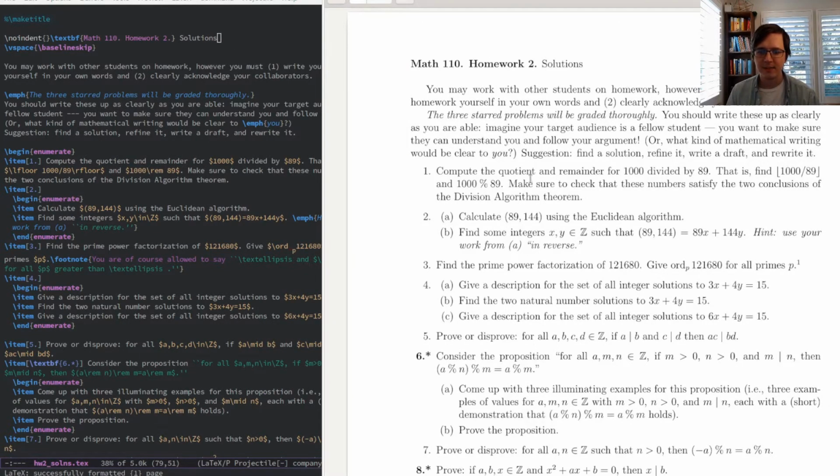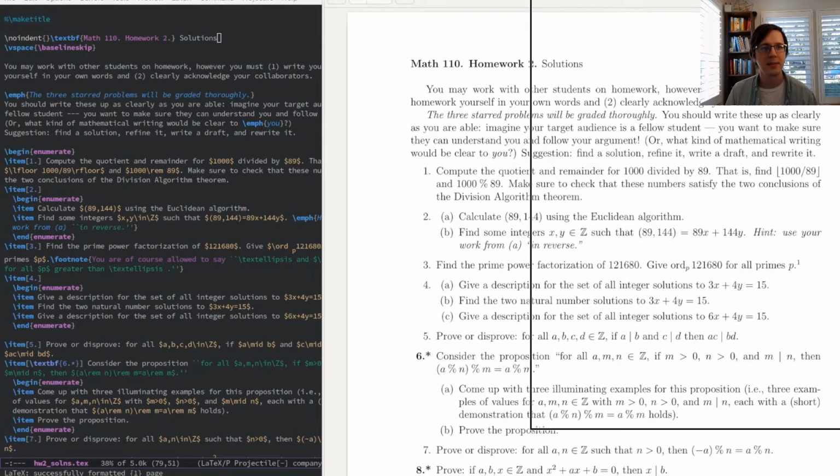And then read the first problem. So we're supposed to compute the quotient and remainder for 1,000 divided by 89. And we need to make sure that it actually is a quotient and remainder, so that involves knowing the definition of what division is. One thing is, we don't really need to do this longhand. We just need to know how this is supposed to work.